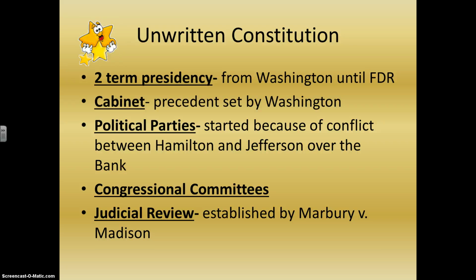Congressional committees. Honestly, we don't talk about that much in class, but our good friend the Regents likes to throw that in the mix. So in Congress, in order to make all the bills that they make, they have committees that do extra research on them. So if it's a bill dealing with healthcare, it goes to the health committee. It's not written anywhere. It's just what happens. And then judicial review. No, it's not written in the Constitution. It was established by our good friend John Marshall in Marbury versus Madison.